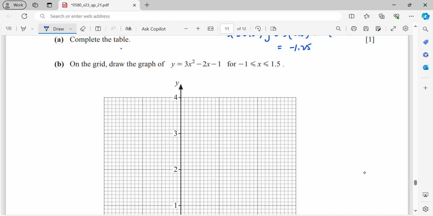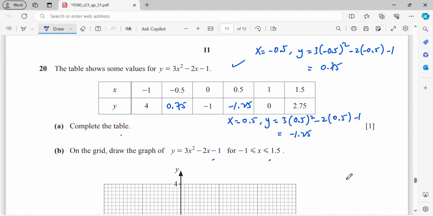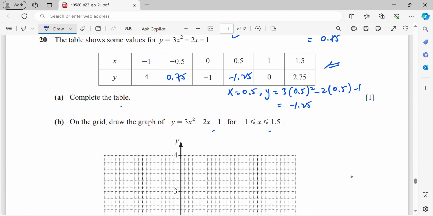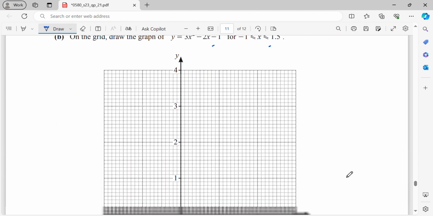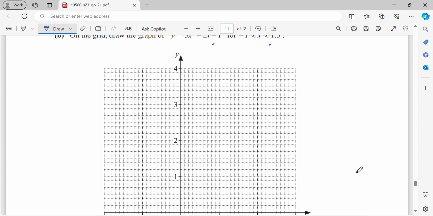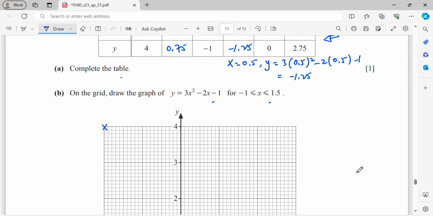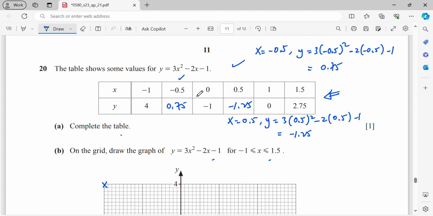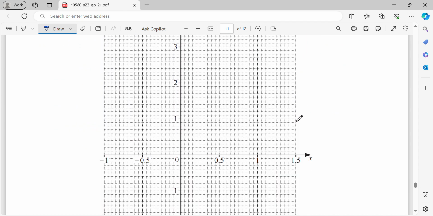Now B, on the grid, draw the graph for x between minus 1 and 1.5 inclusive. That means it's the same graph. So I just need to plot all these points. When x is minus 1, y is 4. Then my next point is x is negative 0.5, y is 0.75. Now when you look at the vertical axis, there are 10 squares, but the total is 1 unit, which means each square is 0.1. So here is 0.75, which means it will be here.